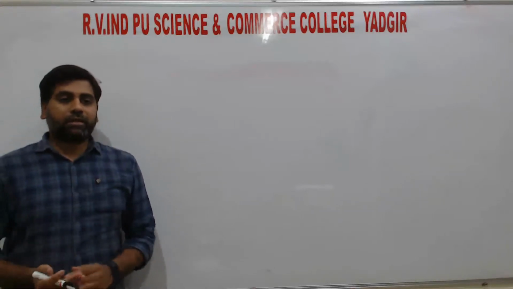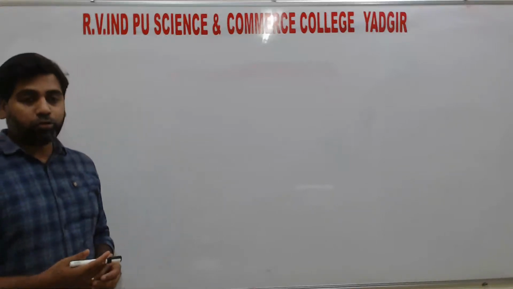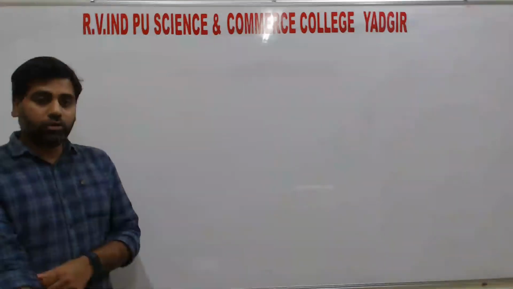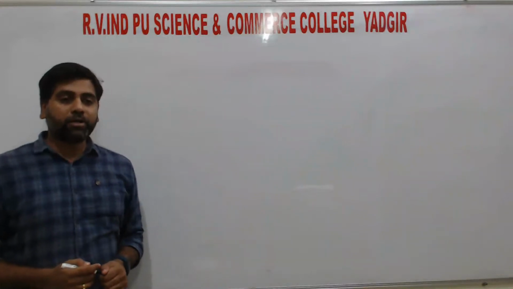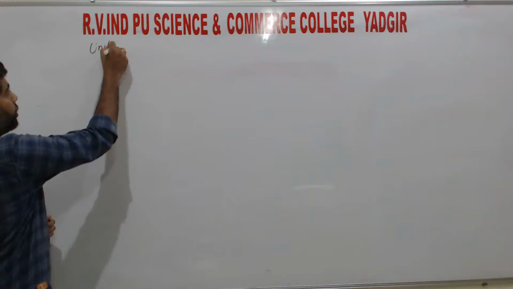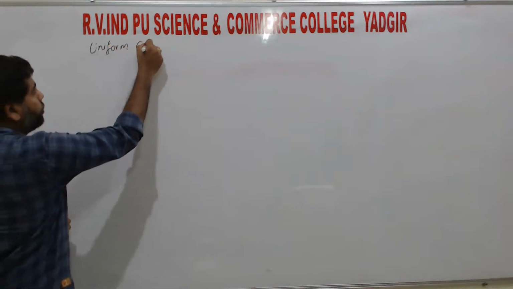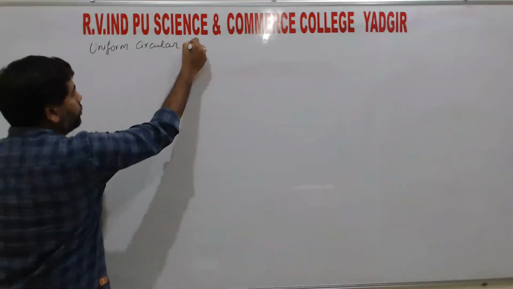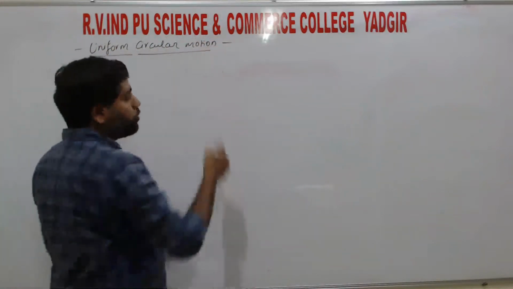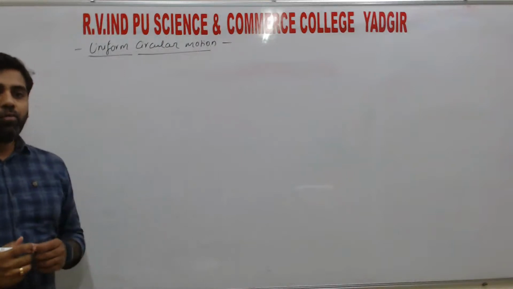Good afternoon, students. In the last class, we discussed projectile motion. Projectile motion is one example of two-dimensional motion. One more example of two-dimensional motion is uniform circular motion. This is also an example of two-dimensional motion, right?